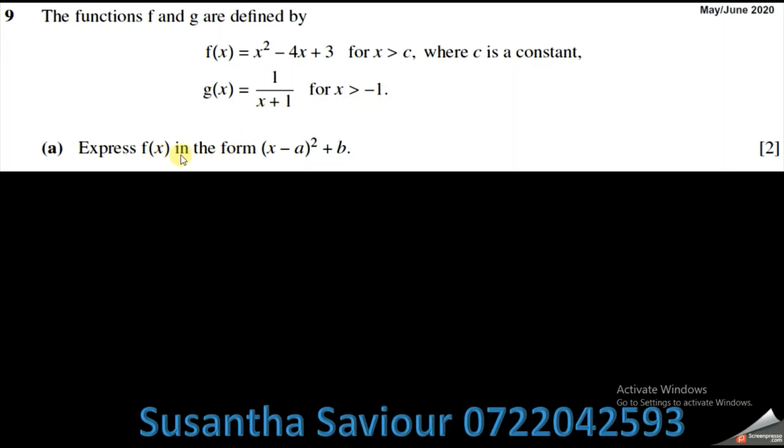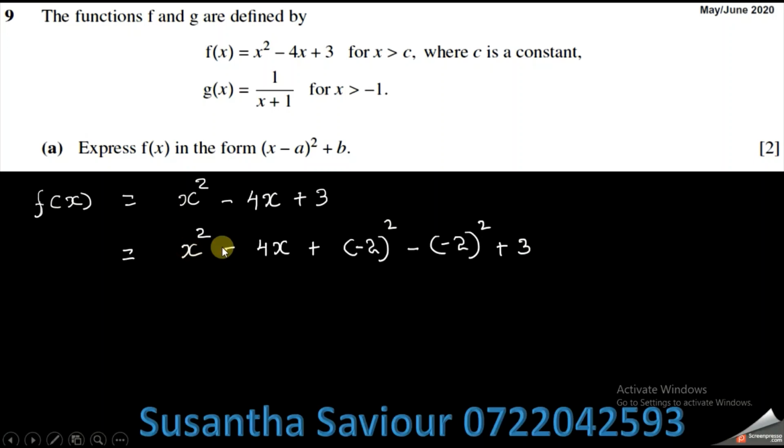Now we've got to express f(x) in the form (x minus a) squared plus b. This is just simple completing the square. Let's take it step by step. f(x) is x squared minus 4x plus 3, and then you take half of this coefficient, that is minus 2, square it, add and subtract. So when you add and subtract, there is no change in the original equation. These two nullify each other, right?